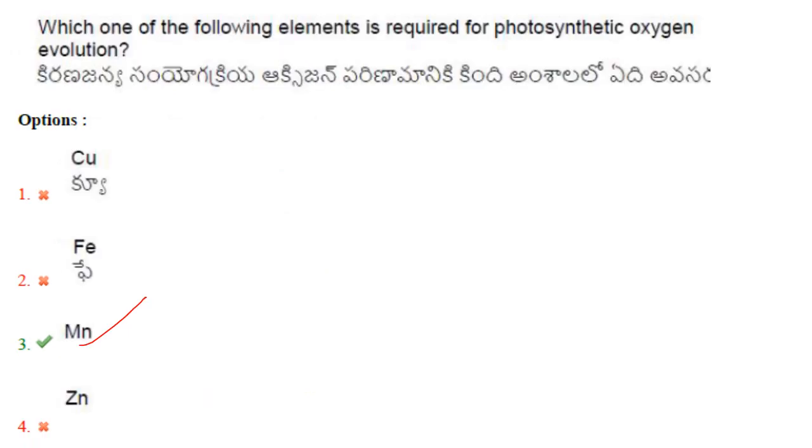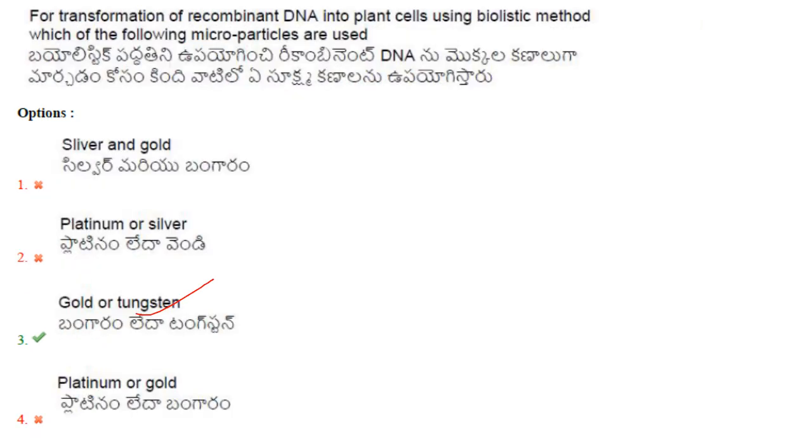The next one. Which one of the following elements is required for photosynthetic oxygen evolution? It is manganese. The water splitting reaction is catalyzed by the oxygen evolving complex of photosystem 2, and this complex contains 4 manganese ions plus calcium and chloride ions as cofactors.